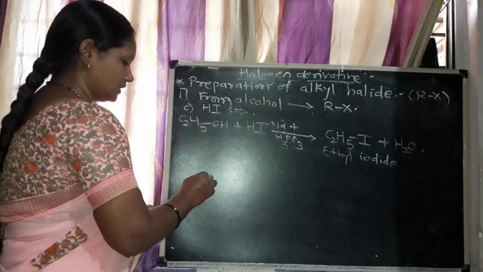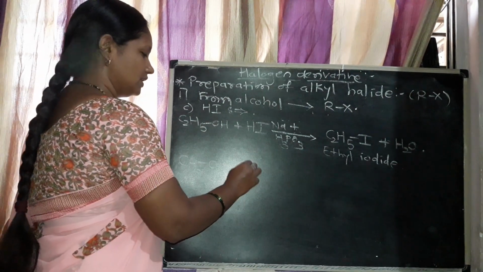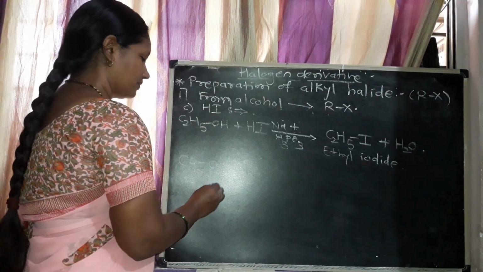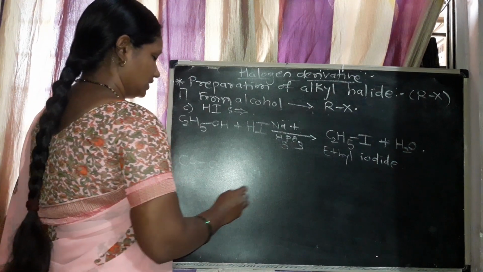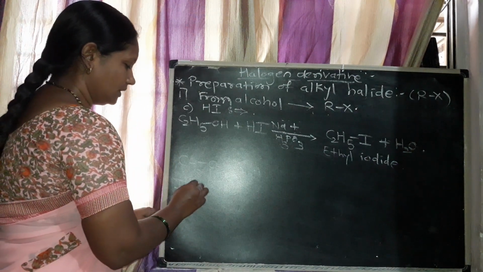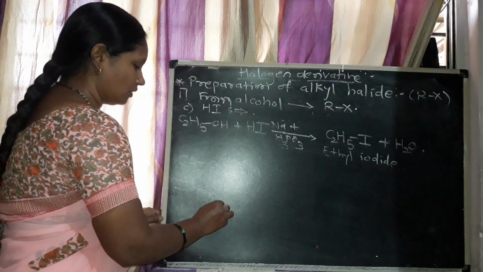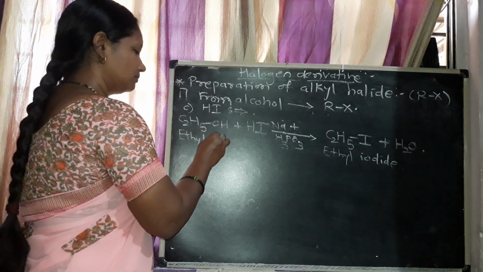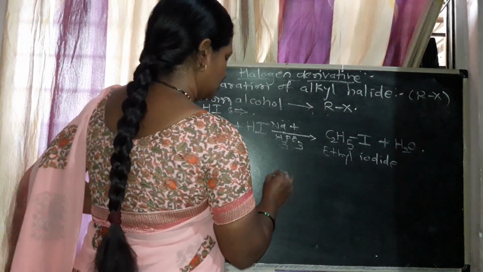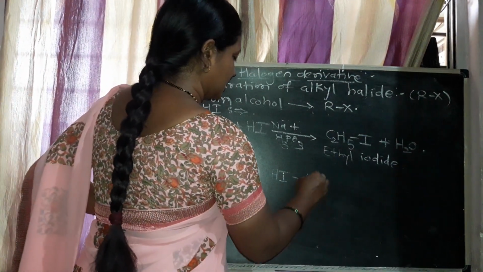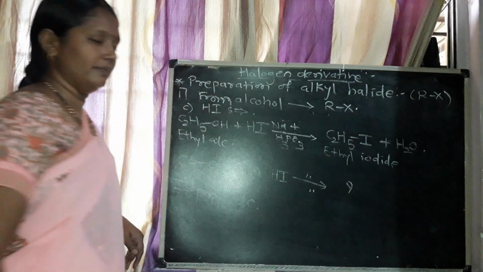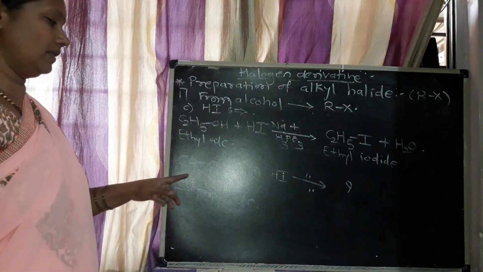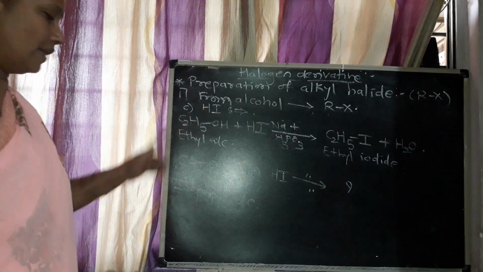Like this one, secondary and tertiary also. CH3, CH, CH3, OH. This is the secondary alcohol. Name is isopropyl alcohol, plus HI. Then same catalyst, write down the product, students. Simple one, OH is substituted by iodine.